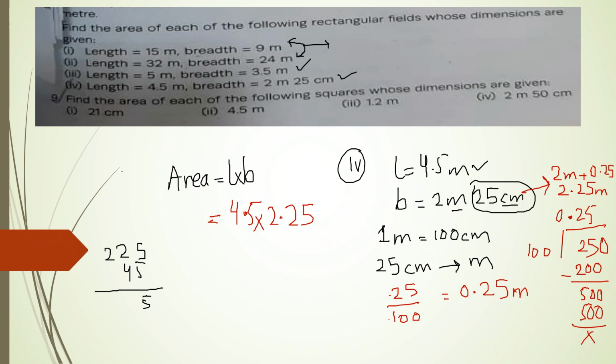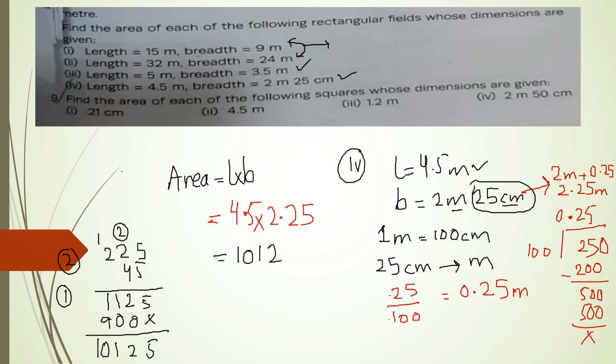5 5s are 25, 5 2s are 10, 11, 12, and 5 2s are 10, 11. 4 5s are 20, and 4 2s are 8, 9, 10. 4 2s are 8 and 9. This is what we get: 10125, right? 10125, and we have meter with this, meter times meter, meter square, right? And we got 10125 meters square.